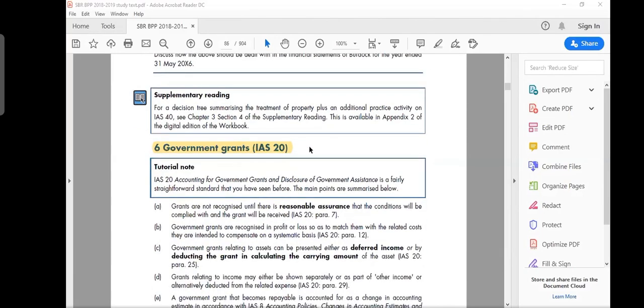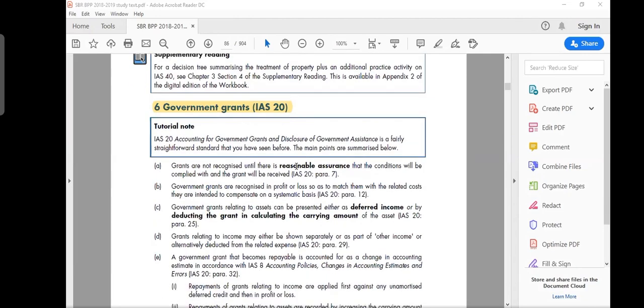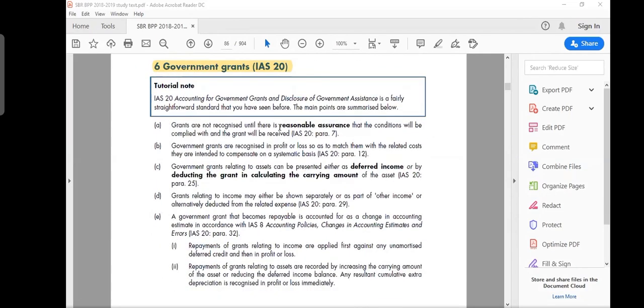It says that IAS 20, accounting for government grants and disclosure of government assistance, is a fairly straightforward standard that you have seen before, like in F7. The main points are summarized below. Grants are recognized only when there is reasonable assurance that the conditions will be complied with and the grant will be received. So you only recognize when you see that conditions are being met. Grants are recognized in profit or loss. So this is what they are telling you, that you should be following the income approach.